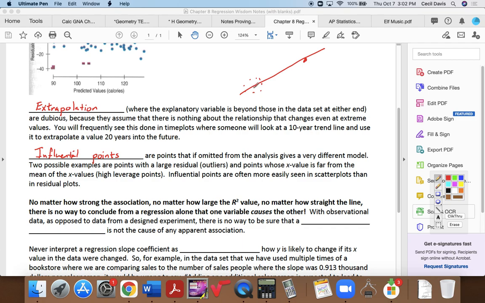Is that a high leverage point? That's a high leverage point. Indeed, it is. Thank you.